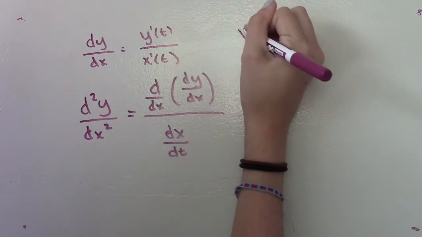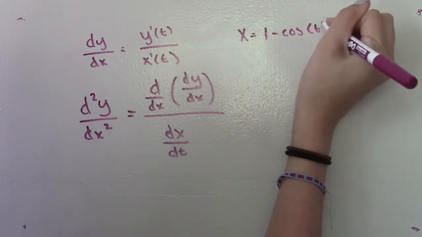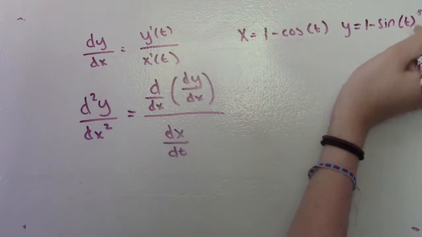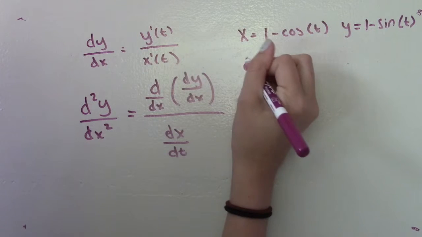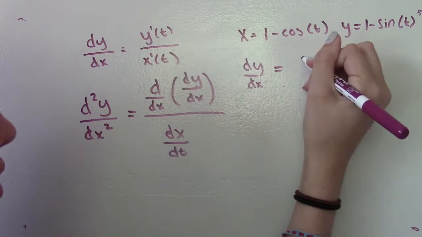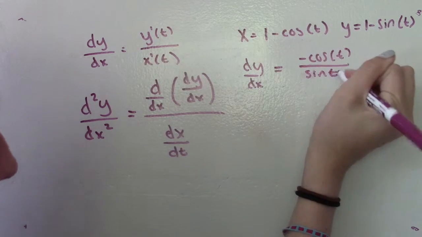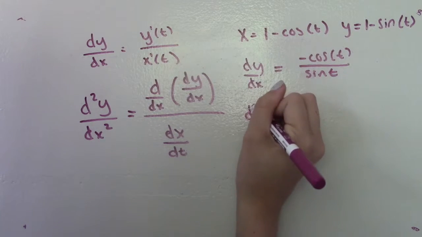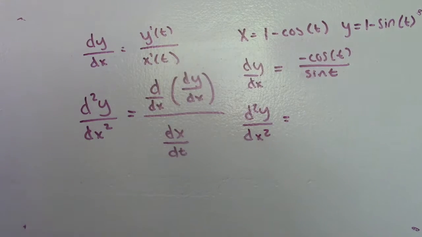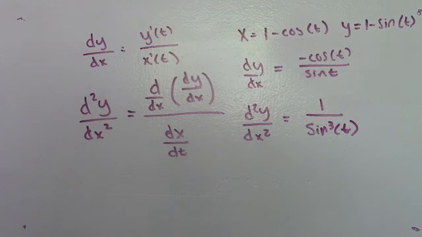So in the case of x equals 1 minus cosine t and y equals 1 minus sine t, your first derivative is equal to negative cosine t all over positive sine t. Your second derivative is going to be equal to 1 over sine cubed t after simplifying everything.